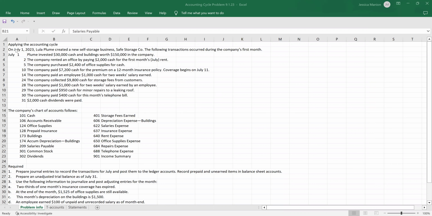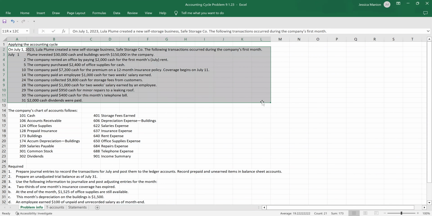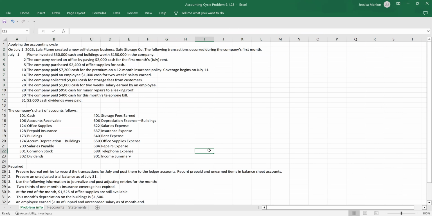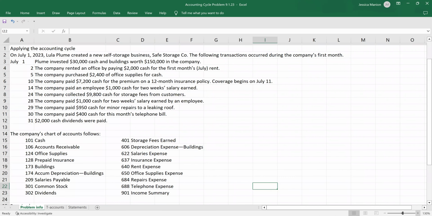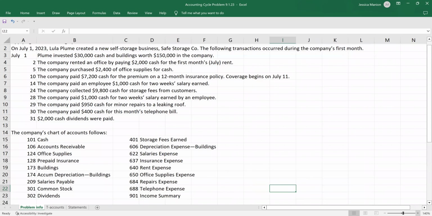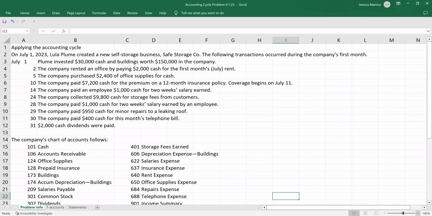So we're starting up here at the top, and here's all of our transactions for the month. We've got Lula Plume, and I'll blow this up a little bit to make it easier to see. Lula Plume created a new self-storage business, Safe Storage Company. The following transactions occurred during the company's first month. It gives us 2, 4, 6, 8, 10 transactions that occurred during the month of July.